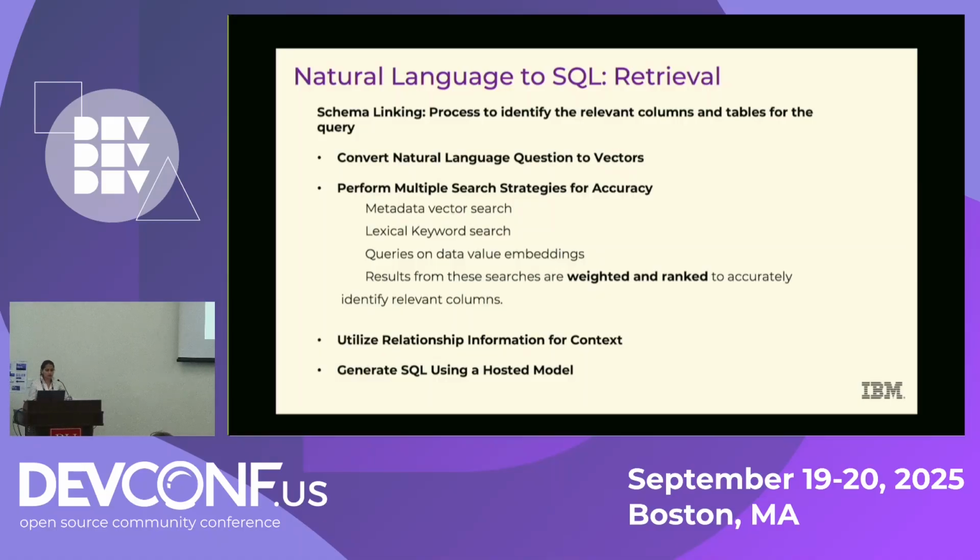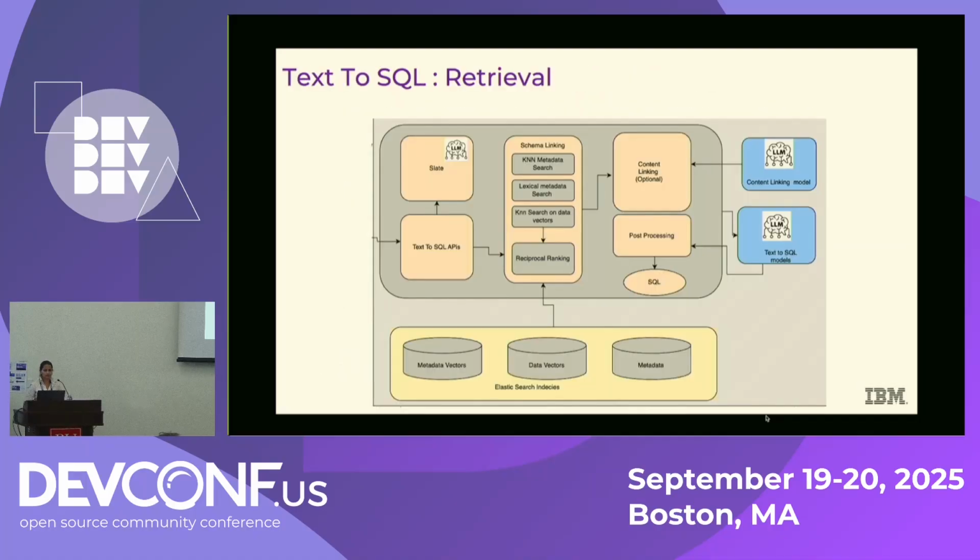So we take this metadata, re-rank it, give this information with all the relationships to the model, and then the model is able to generate those queries. So this is how it looks.